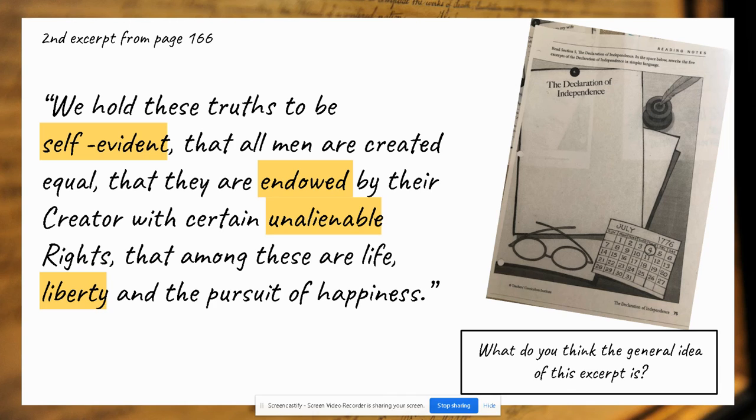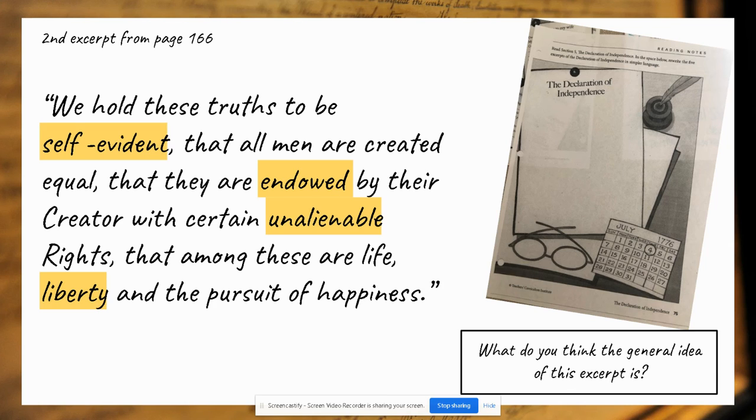Here's a second excerpt from page 166. This one is very famous. You may have heard it before. So, the vocabulary on this page: self-evident means that you can figure it out by yourself. Endowed means given. Unalienable means you can't take them away. And liberty is just a synonym for freedom.